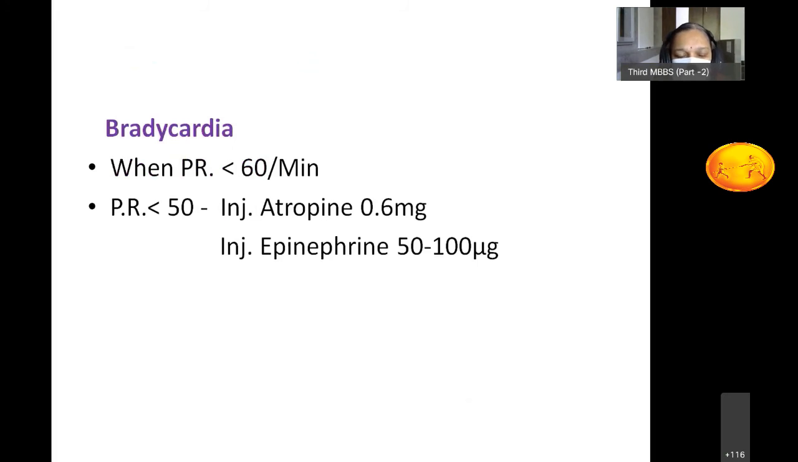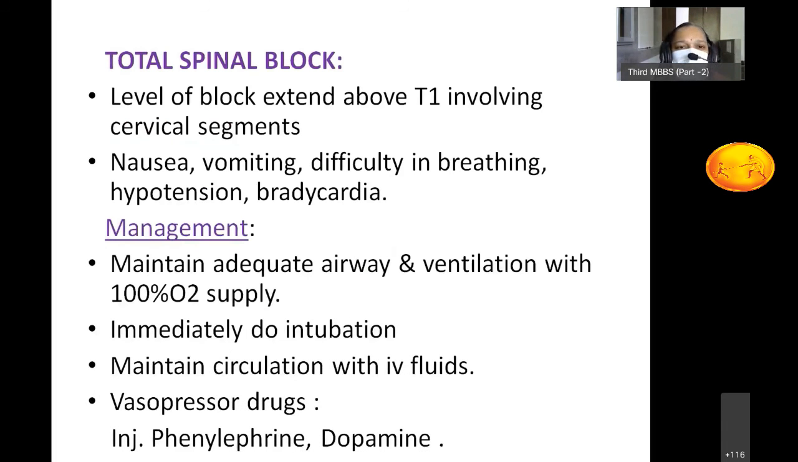The second complication which can be seen is the decrease in the pulse rate or the heart rate below 60. So if it goes below 50 beats per minute, then you will have to give injection atropine. This is the anticholinergic which we can use for bradycardia. This is the drug of choice for the treatment of bradycardia. If there is no response, then you can also give epinephrine or adrenaline, which can be given as a 50 to 100 microgram bolus IV.